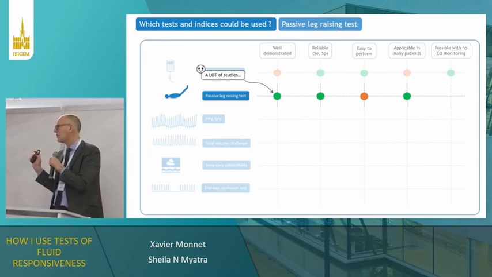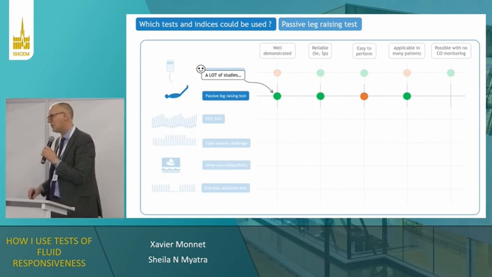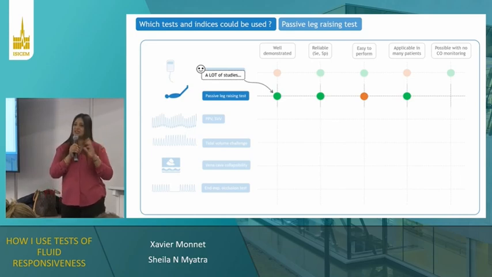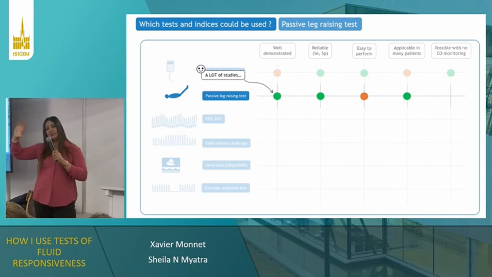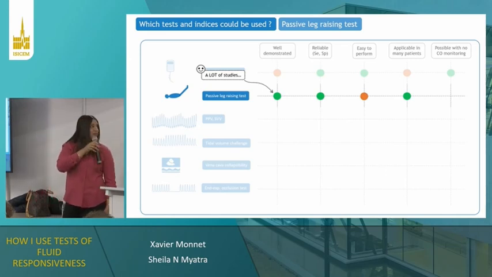I think it needs to be confirmed because there's only one good study. Even if we did it, I think it should be confirmed. I think one of the biggest advantages of passive leg raising is it's the only test that doesn't depend on heart-lung interactions. So it overcomes all the limitations of the tests using heart-lung interactions like low tidal volume, spontaneous breathing, arrhythmias, open thorax, all of which are limitations of the other tests. Passive leg raising is not dependent on even spontaneous breathing or, like he said, patients with arrhythmias.